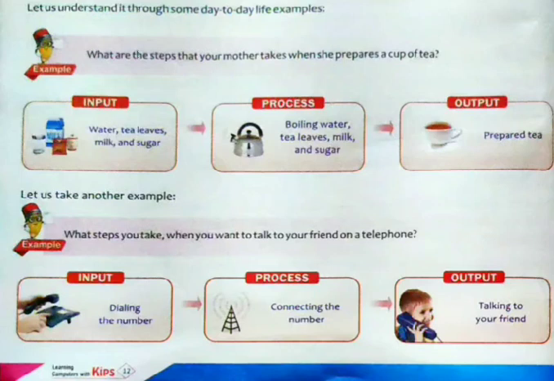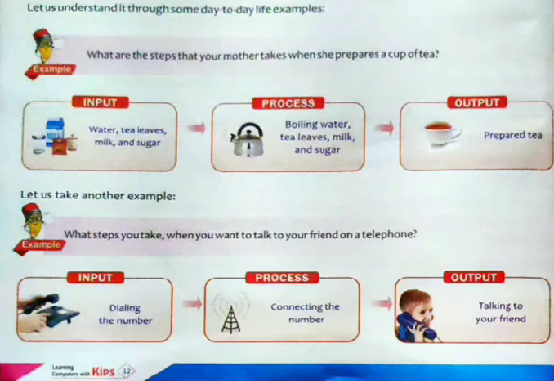Okay. Here, for the preparation of a tea, all the ingredients or the food items we need are input. The food items that we need to prepare a tea are water, tea leaves, milk and sugar. Now in the next step, we get process. Boiling everything all together is process. Next, as output after boiling, we get a prepared tea.